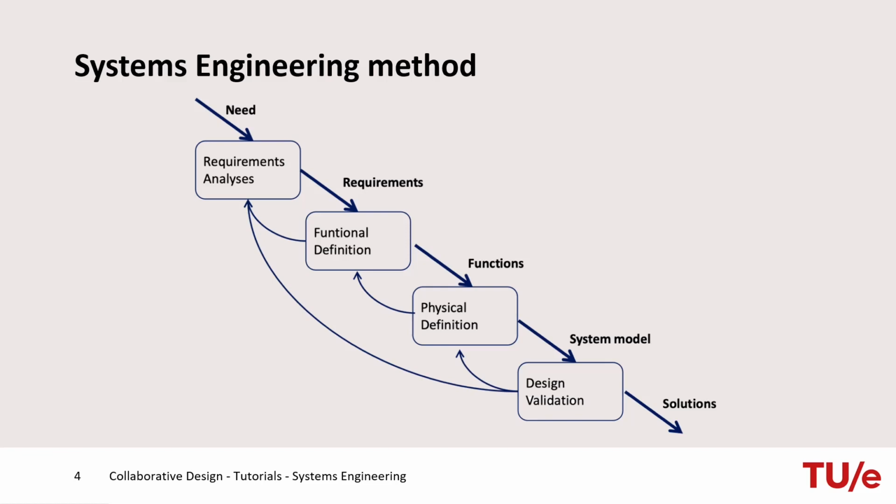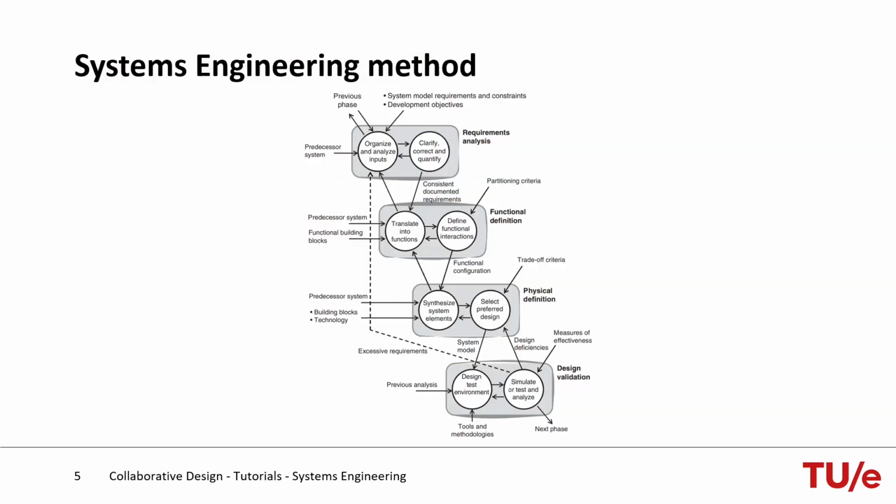The 4 basic steps are requirements analysis, functional definition, physical definition, and design validation. Here, the elements of the systems engineering method are displayed in a more detailed flow diagram. In the following slides I will discuss each step in more detail.